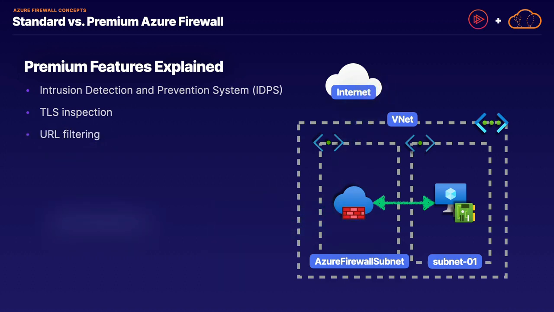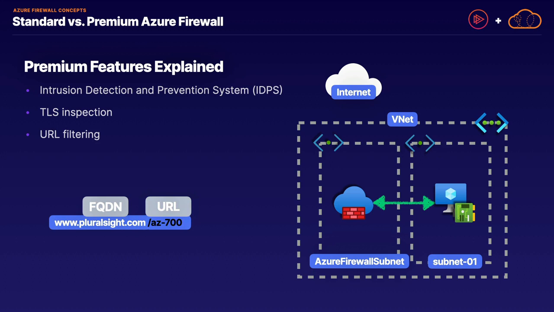Now, the other thing that we wanted to cover was the URL filtering. We have our FQDNs, such as pluralsight.com. This is a fully qualified domain name. And whenever we go to websites, they have different URLs, right? These uniform resource locators that are running in the background, such as this course and other courses you might find on the platform. We can filter down to these specific URLs inside of our rules.